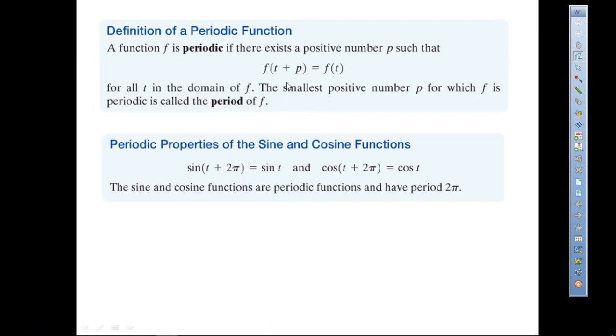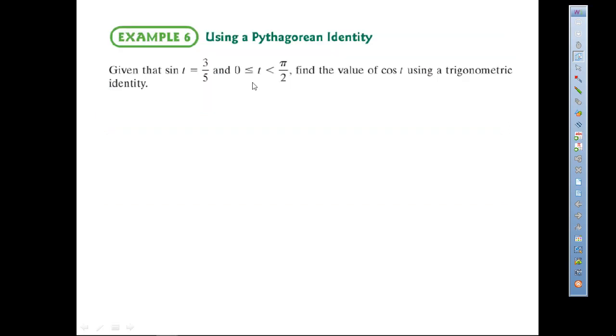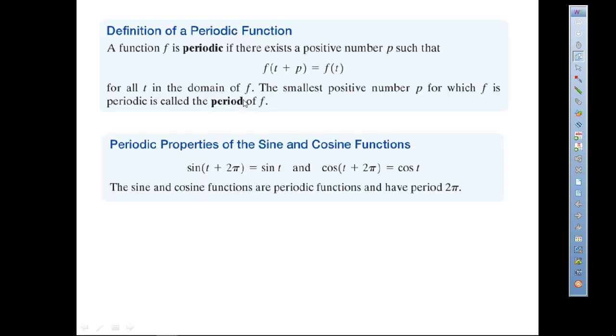Alright, so we're picking up with section 4.2 where I left off in the last video. We had talked about the Pythagorean identity and done a couple of examples there. So now we're going to talk about what a periodic function is.